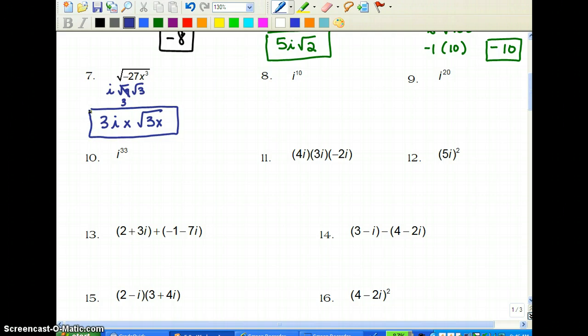Now remember, these are only in square roots. We already know how to do the cube roots when they're negative. These are only square roots.